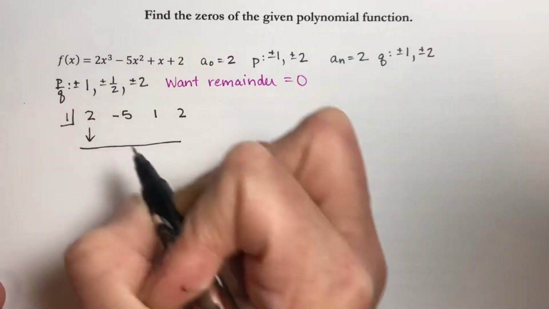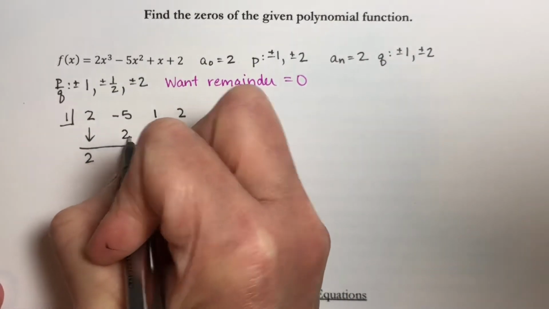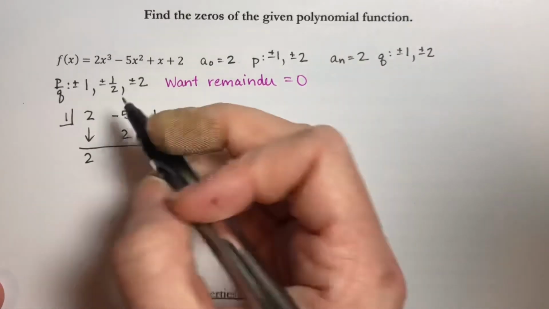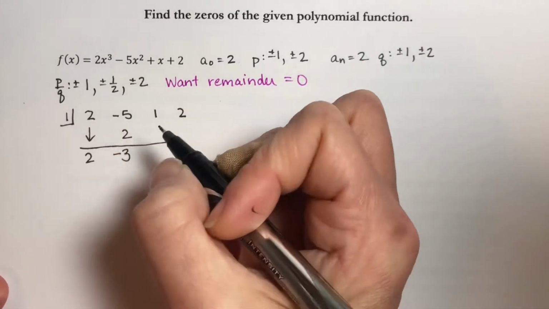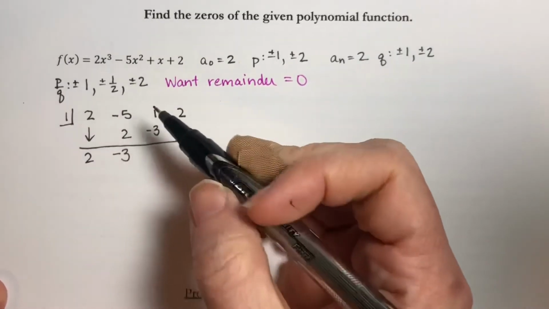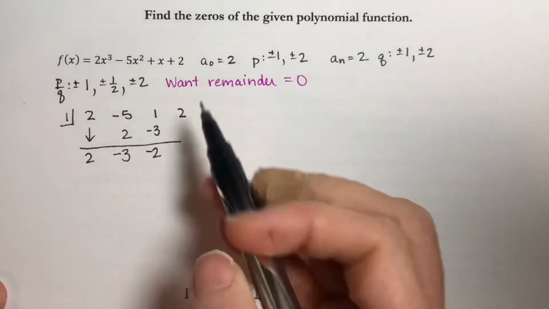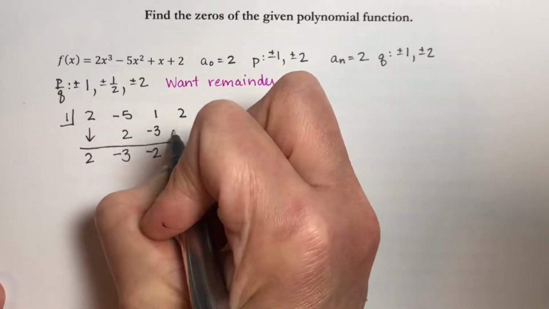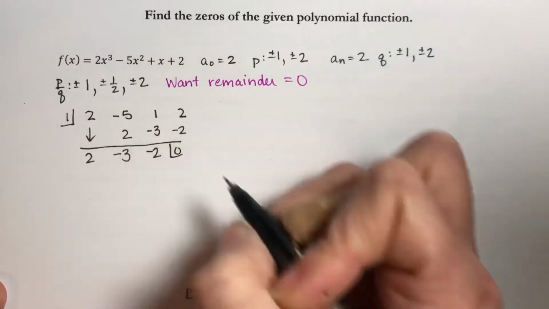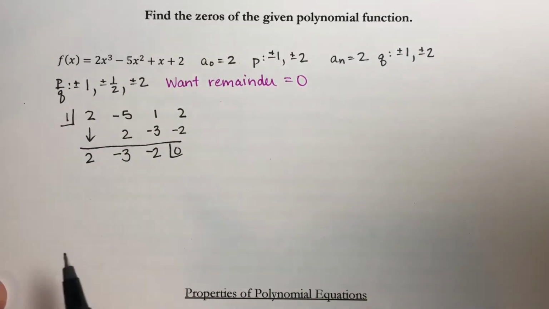Bring down your first. I get a 2. 2 times 1 is 2. -5 plus 2 is -3. -3 times 1 is -3. 1 plus -3 is -2. -2 times 1 is -2, and when I add those, I get a 0. That tells me that 1 is at least one of my solutions.